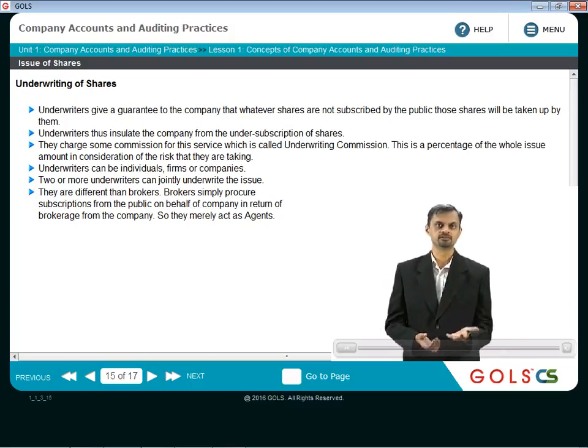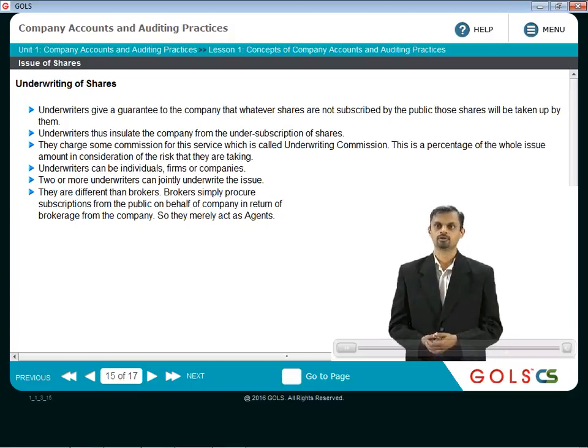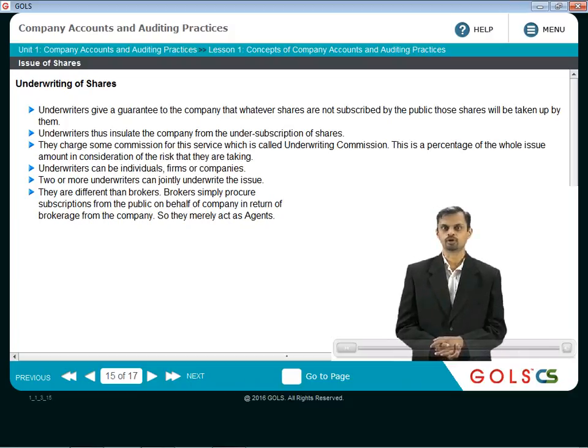So in return, the commission is paid to them. Now these underwriters can be either individuals, firms, or companies. 2 or more underwriters can jointly underwrite the shares. That is perfectly fine. They are different than the brokers. Brokers are merely acting as agents. They simply procure the subscriptions from the public on behalf of the company in return of brokerage from the company.